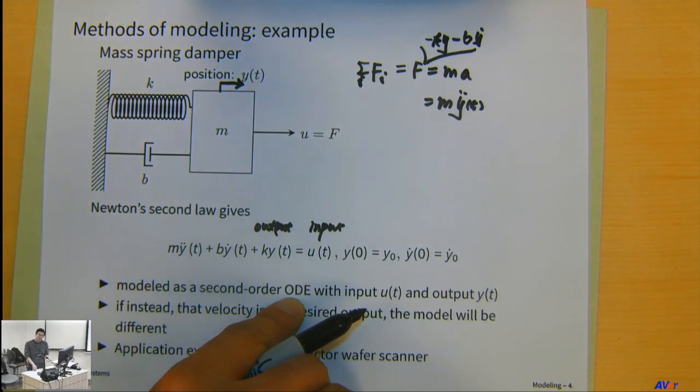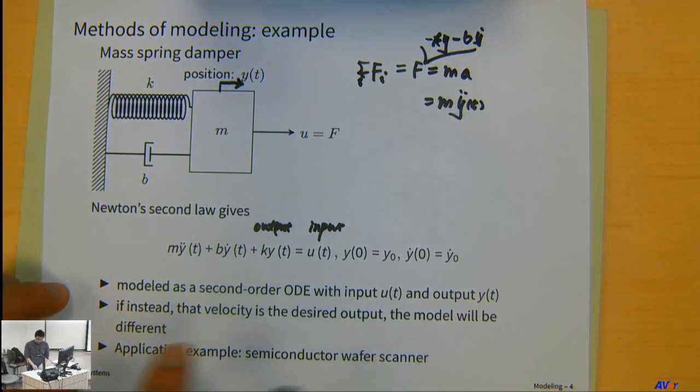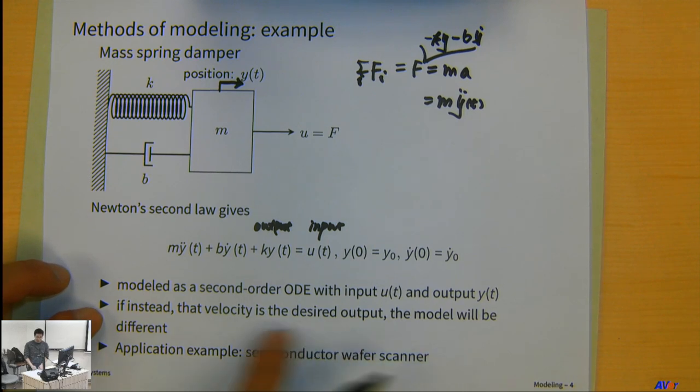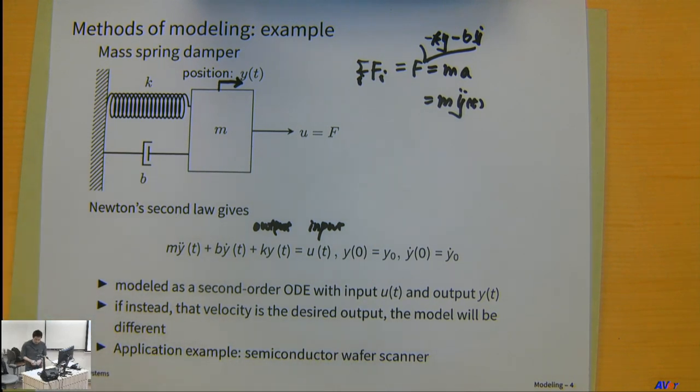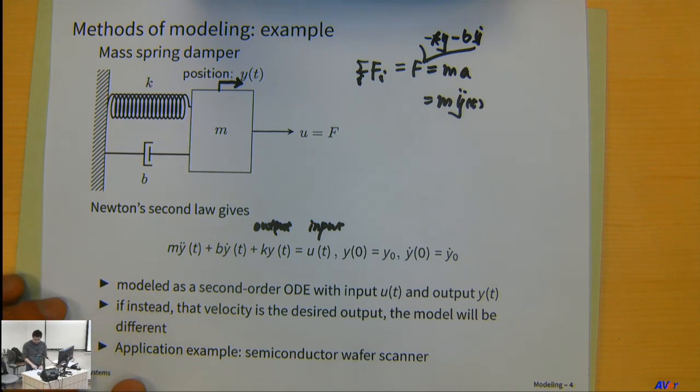But if my purpose is different, if my output that I want to control is the speed, the model is obviously different. So if the speed is the desired output, the model will be different. Be mindful about what we want when we do the modeling. Okay?